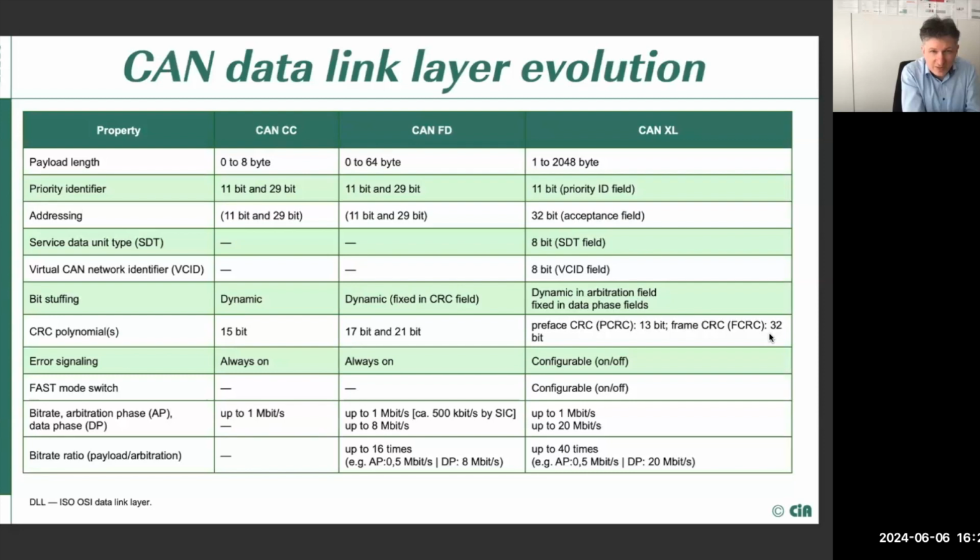We have also compiled a list from across some presentations. I call it not a comparison, but rather an evolution of the CAN data link layer. You see the columns with all 3 CAN technologies: CAN CC, which is the classic CAN that you know of, CAN FD with flexible data rate, and CAN XL. All 3 technologies exist at the same time. This just shows what CAN XL has that the others don't have.